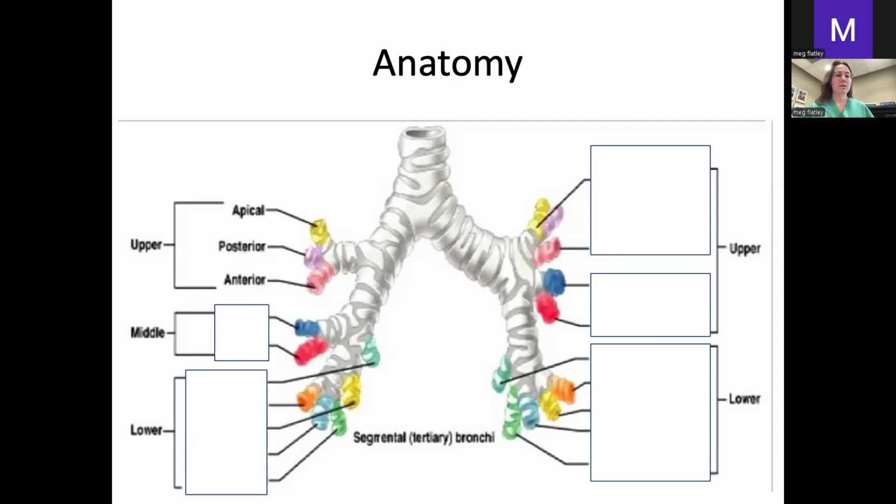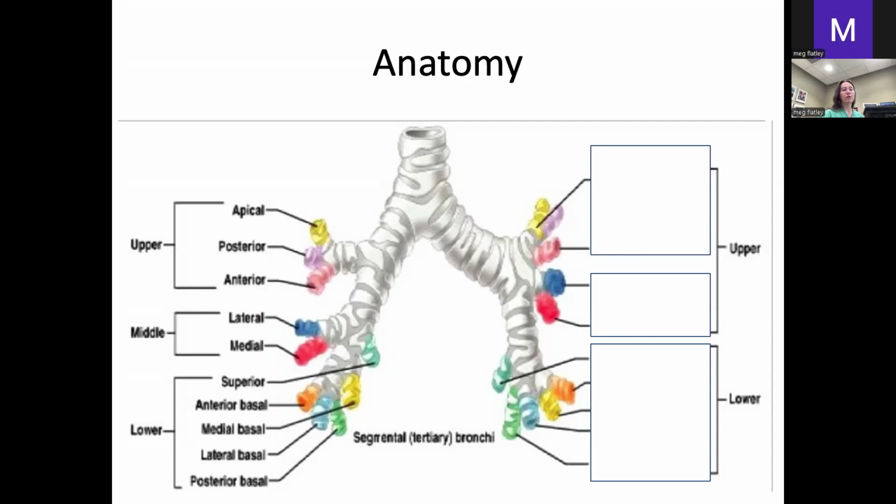We can just go through these. The right upper lobe has apical, posterior, and anterior. The right middle lobe, Nissen used to always say, right middle lobe, RML. Medial and lateral are the two segments for the right middle lobe. And then for the lower lobe, you have the superior, and then you have basically every cardinal direction, but with basal: anterior, posterior, medial, and lateral.